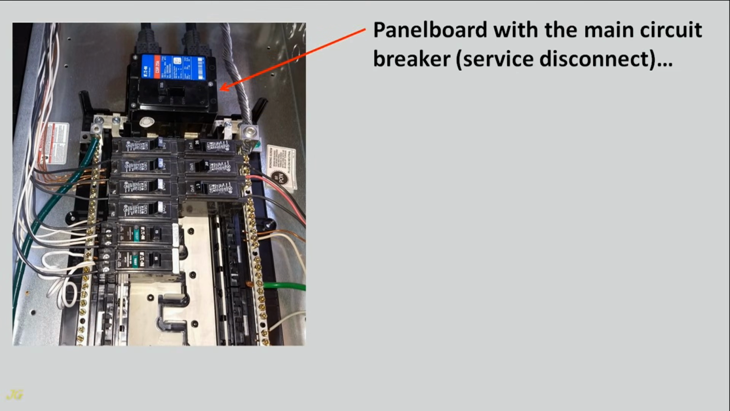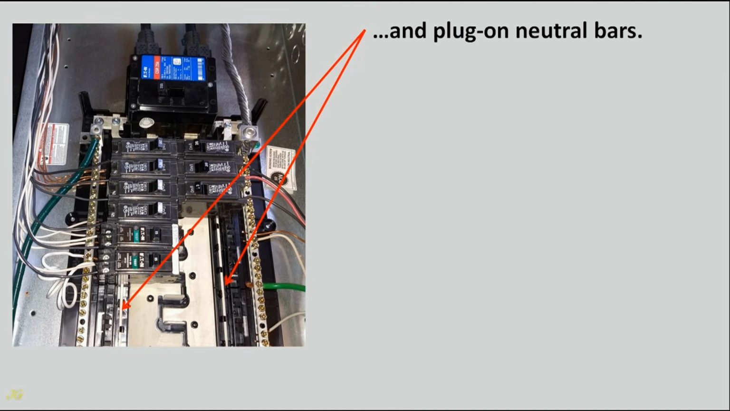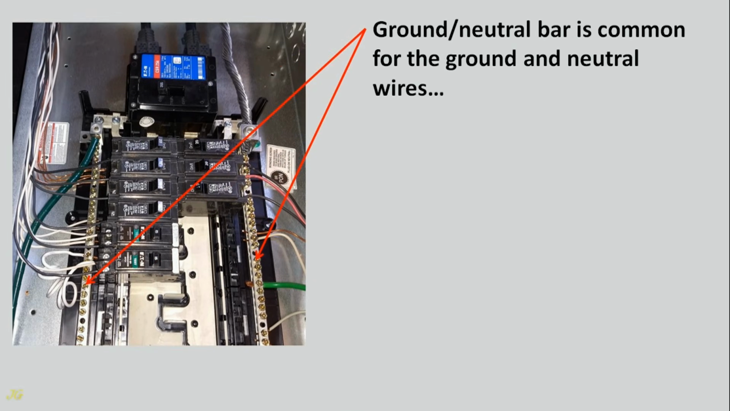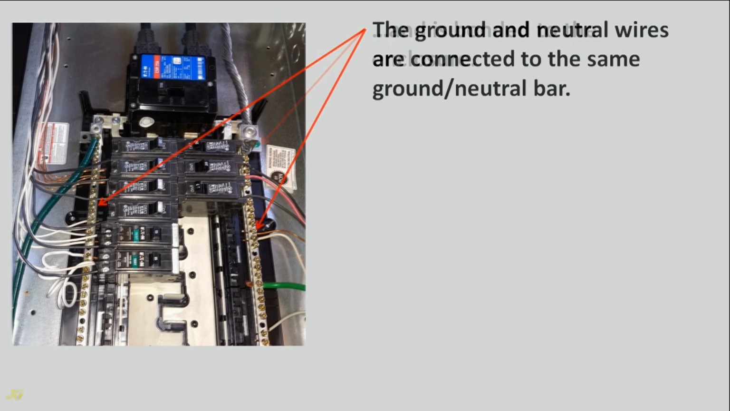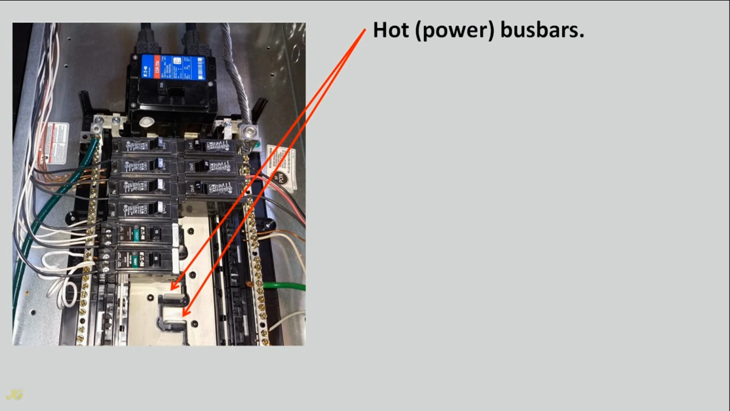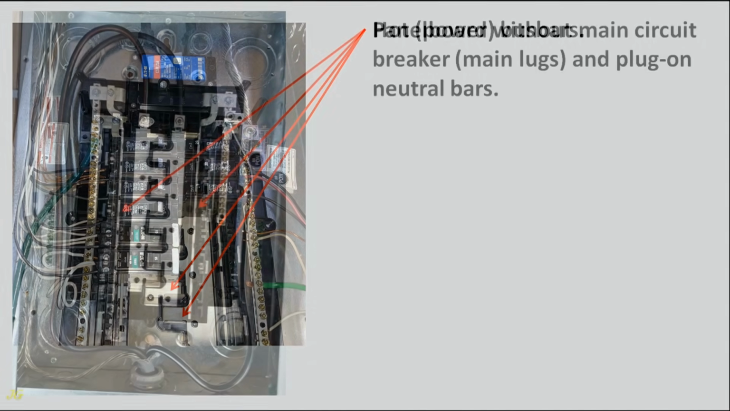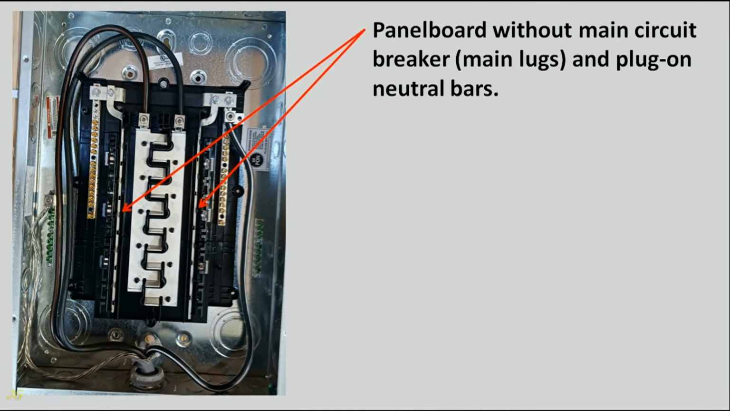Panel board with the main circuit breaker, service disconnect, and plug-on neutral bars. Ground neutral bar is common for the ground and neutral wires, and is bonded to the enclosure. The ground and neutral wires are connected to the same ground neutral bar. Hot, power, bus bars.